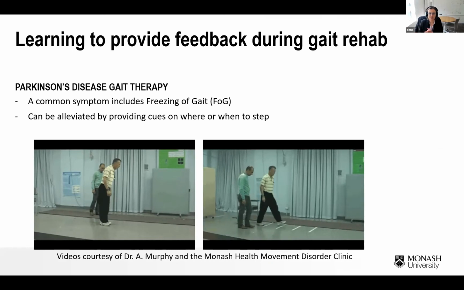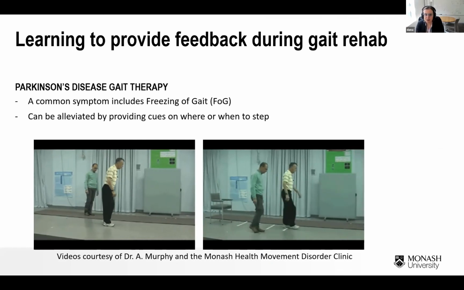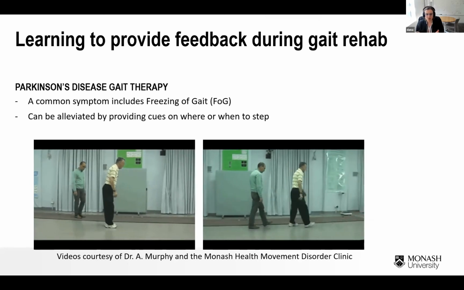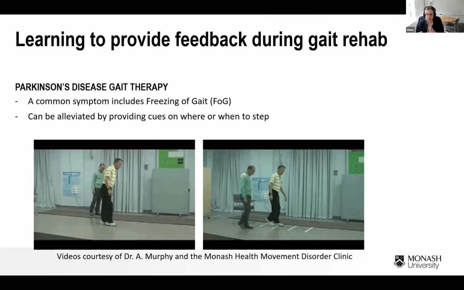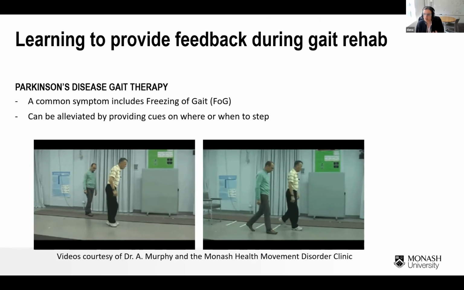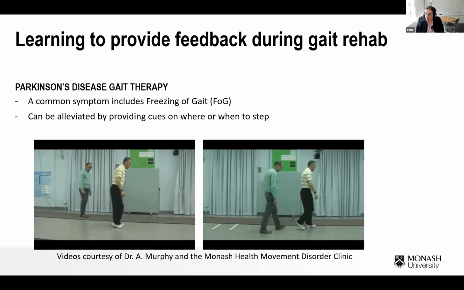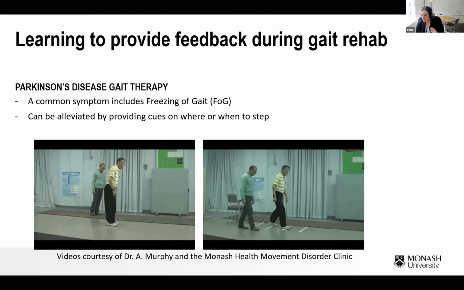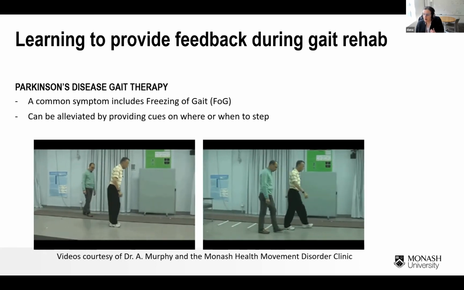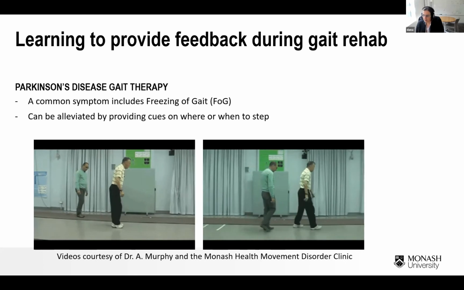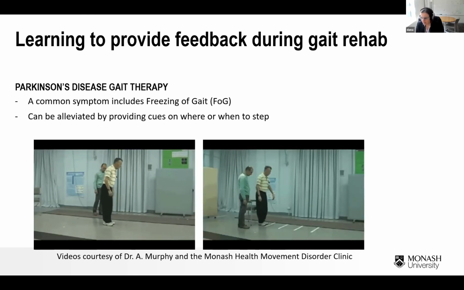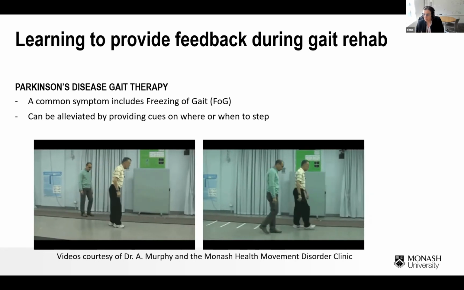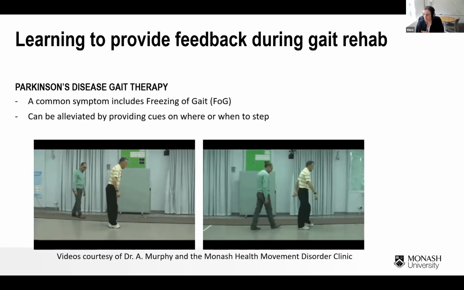So we're staying with Parkinson's disease, but now I want to focus on gait therapy. As we already saw, Parkinson's disease results in a variety of motor symptoms, and some of them impact gait. A common symptom is called freezing of gait, and you can see an example of what freezing of gait looks like in the video on the left. The person just feels like they can't move anymore, and even if they are able to move, they make very small and halting steps.